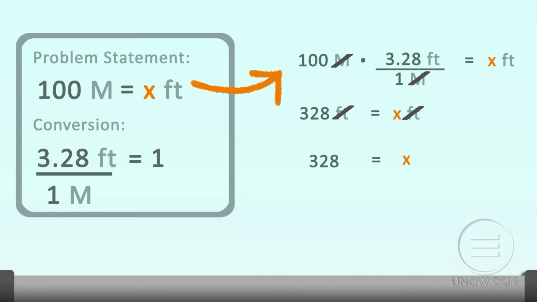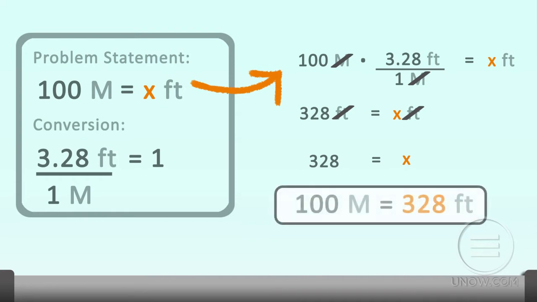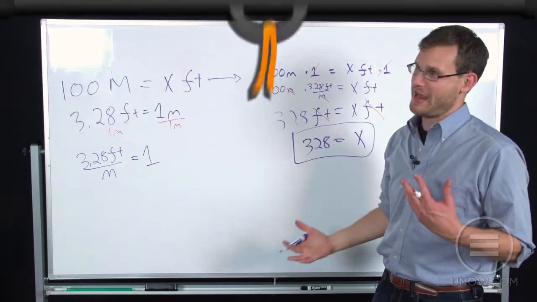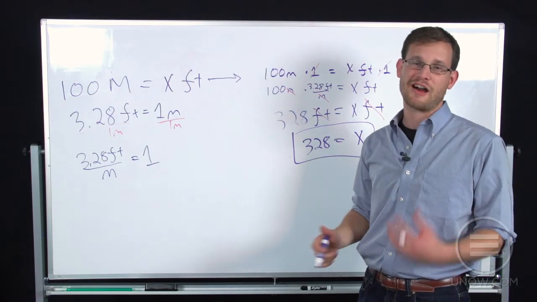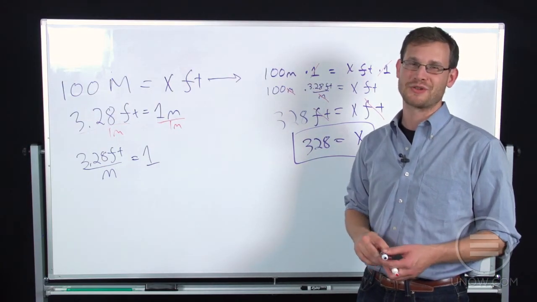And this tells me, going back to where we started, that 100 meters equals 328 feet, which is great. Now I have this perfect intuition on exactly how far my friend is running every time he does the 100-meter dash.